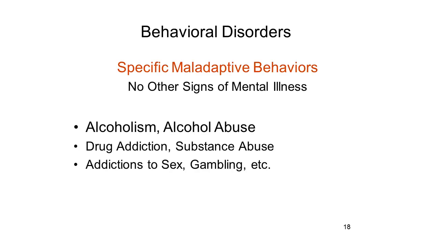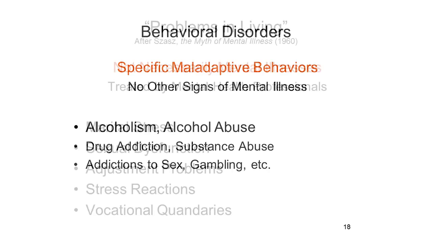Alcoholism and alcohol abuse is a widely recognized form of behavioral disorder because there's a specific behavior. The person drinks too much, drinks to excess, can't control drinking. Drug addiction and other forms of substance abuse are also classified under this label, as are addictions to other kinds of things, sex, gambling, other activities. These are also recognized as behavioral disorders.